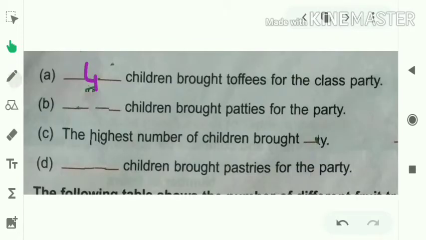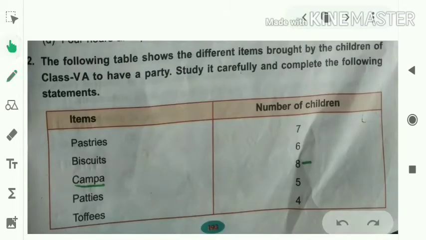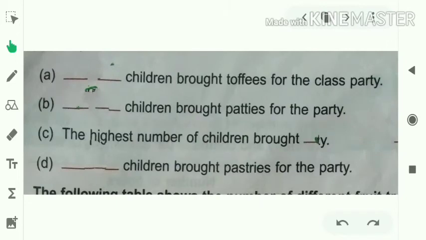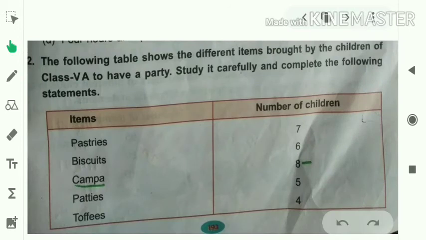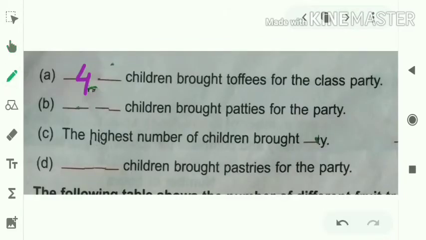So here, question number 1 is, dash children brought toffees for the class party. Look here, how many children brought toffees? Toffees here. So it means 4 children brought toffees. So we have to write here 4. B part is, dash children brought patties for the party. Now look here again at the table. How many children brought patties? Patties here. So 5 children brought patties. So we have to fill here 5.